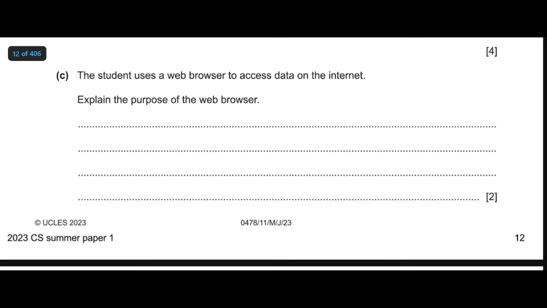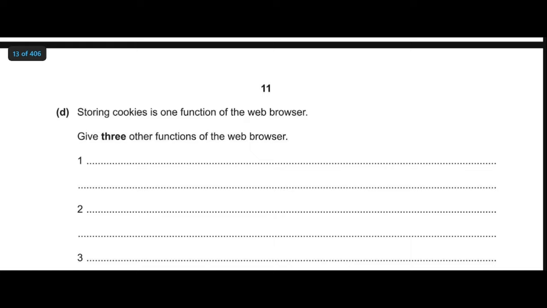Okay, next question is, the student uses the web browser to access data on the internet. Explain the purpose of the web browser. So the purpose of a web browser is to display the web pages. That's it. Simple. It just displays the web page. So storing cookies is one function of the web browser.